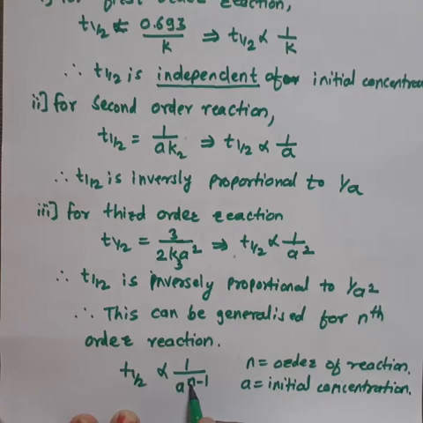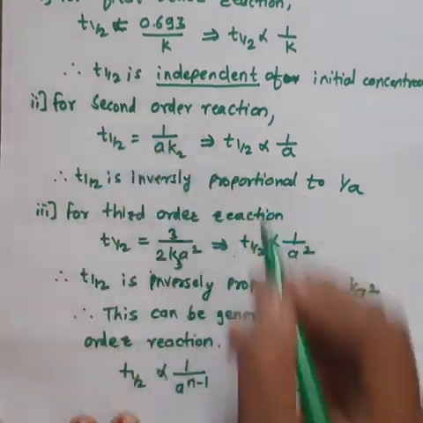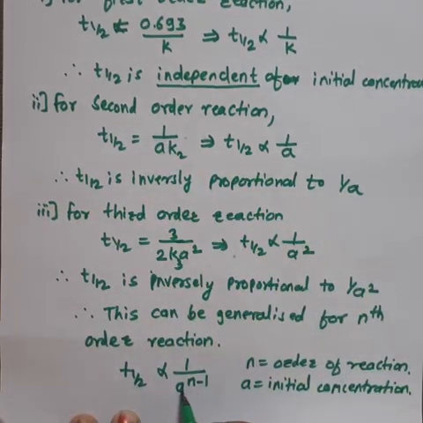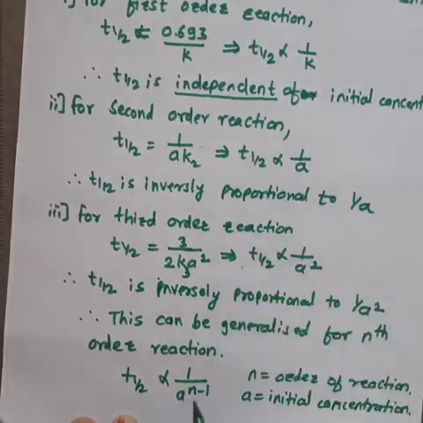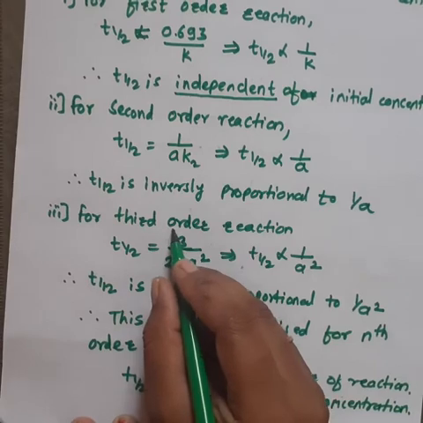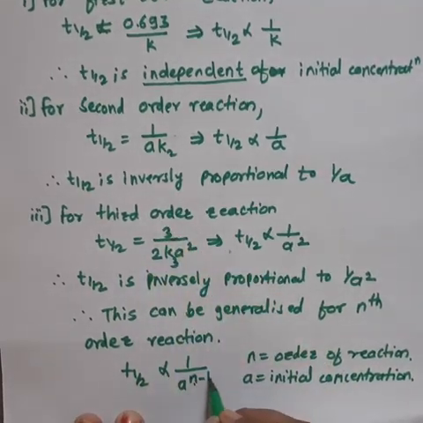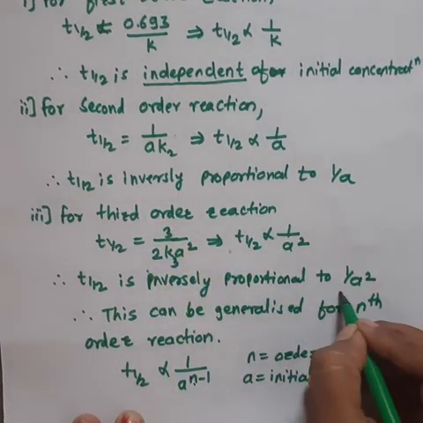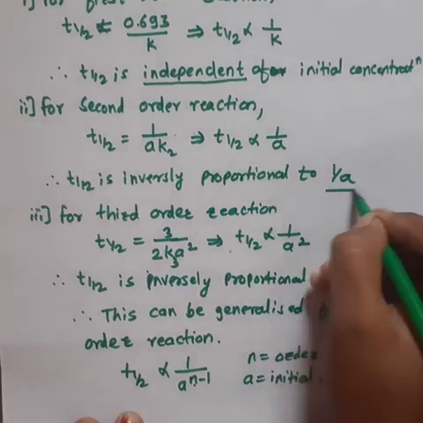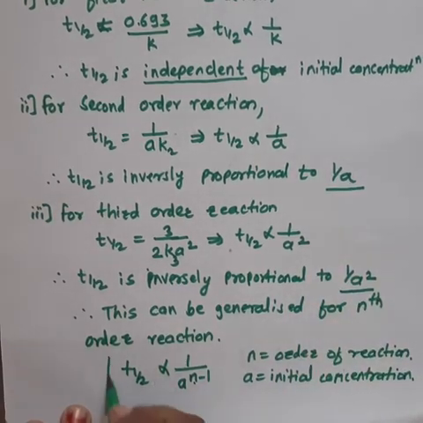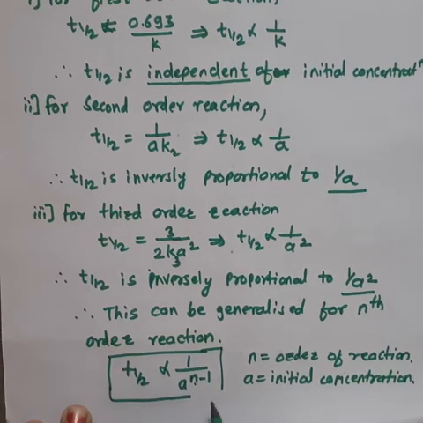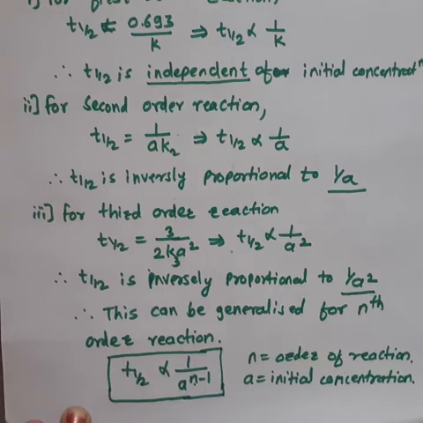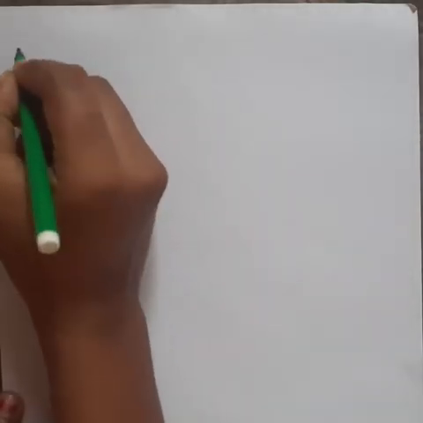If we put 2 for a second order reaction, 2 minus 1 becomes 1, so T half is inversely proportional to 1 upon A. If we put 3 for a third order reaction, 3 minus 1 is 2, so T half is inversely proportional to 1 upon A square. So this equation can be generalized as T half is inversely proportional to 1 upon A raised to n minus 1.